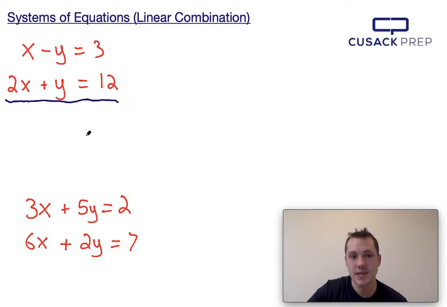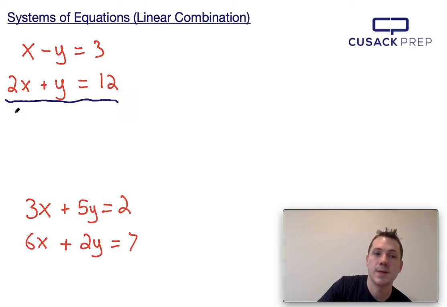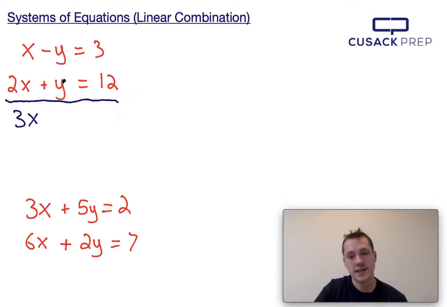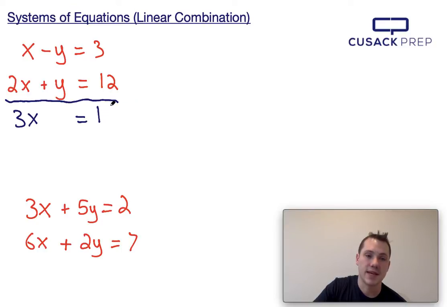Now, in this case, we have negative y and we have y. So if we just add these straight down, x plus 2x is going to give us 3x. Negative y plus y, well, that just cancels out. That's 0. And then 3 plus 12 is going to give us 15. Now, if 3x equals 15, we can divide both sides by 3. And when we do that, we find x is equal to 5.